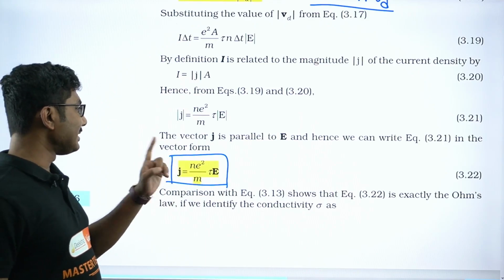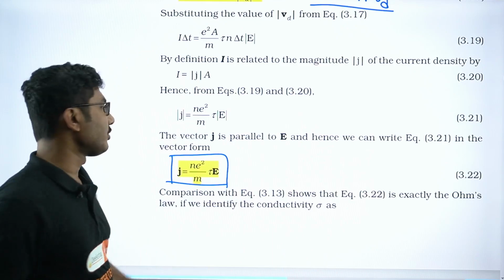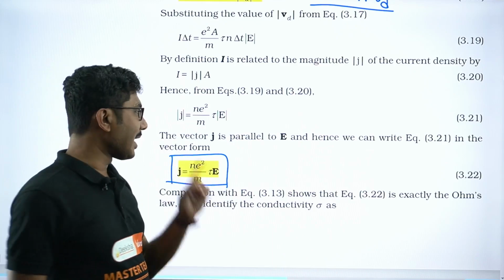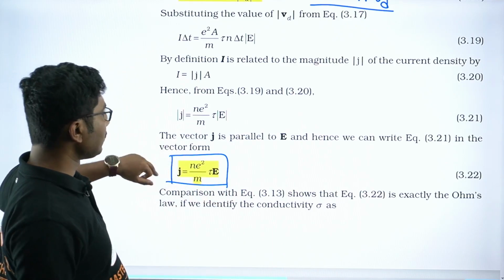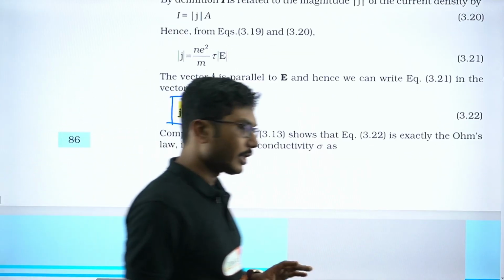Okay, N is number density, E is charge of an electron, M is the mass of an electron, and tau is the relaxation time, and E is the applied electric field. So this you have to remember, these formulas are important for your exam purpose.